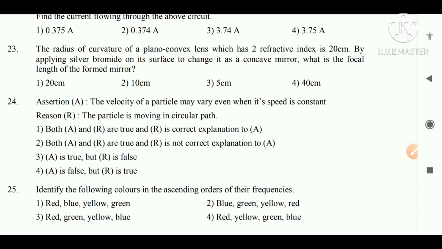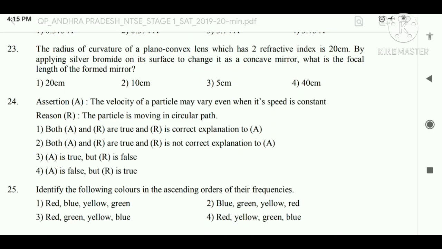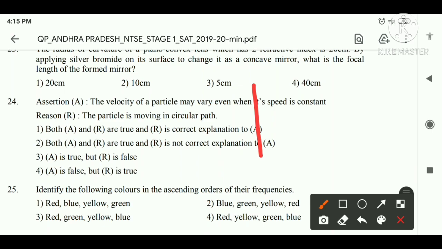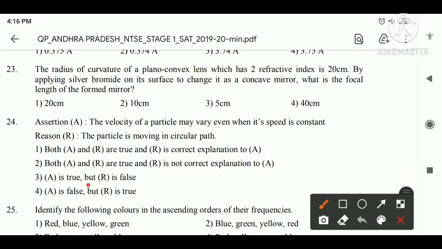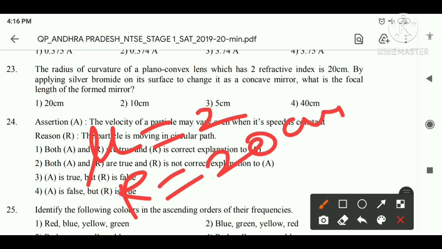Here it is. The radius of curvature of a plano convex lens which has refractive index 2 is 20 cm. By applying silver bromide on its surface to change it into a concave mirror, what is the focal length of the mirror? Here is the given plano convex lens. In that condition it is showing that the radius of curvature of the plano convex lens, refractive index 2, is given. Refractive index mu is equal to 2, and the radius is 20 centimeter.